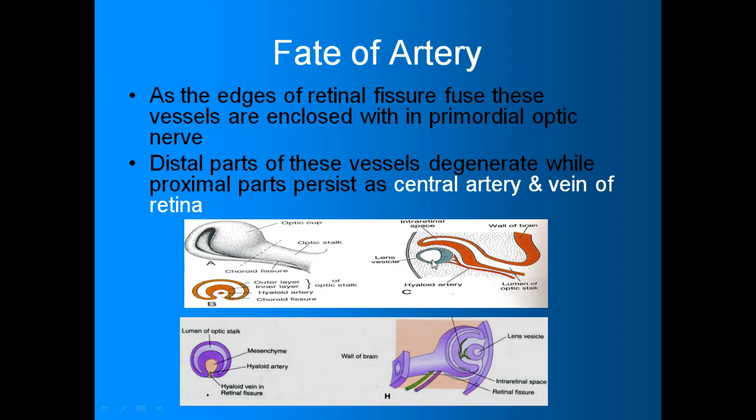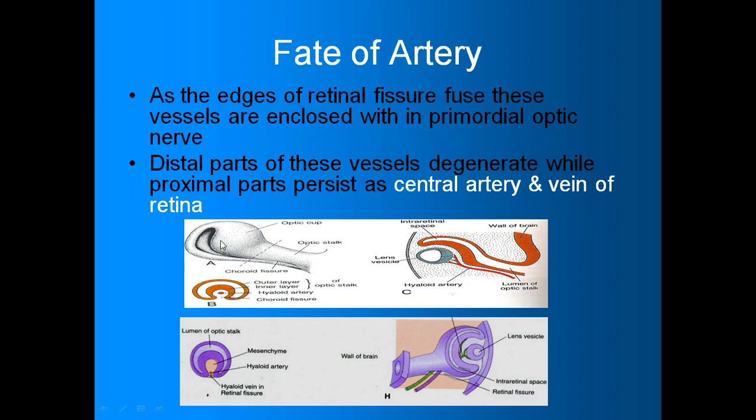So what happens? The hyaloid artery disappears, but not throughout. It will be present in the optic stalk area as the central retinal artery and vein. Along with the artery, the vein also will be there. Hyaloid artery and hyaloid vein fate.